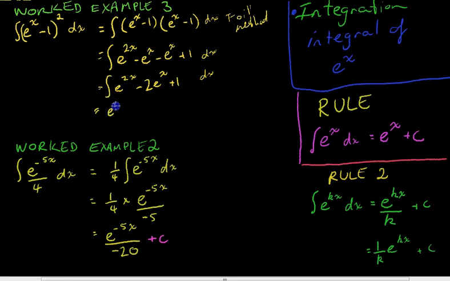That's going to be e to the 2x over 2 minus 2e to the x. You can see there's just a 1 there, so divide it by 1, it's not going to change. Plus the integral of 1, which is 1x, or just plain old x. And of course, I'm not going to forget this time, a plus c on the end.